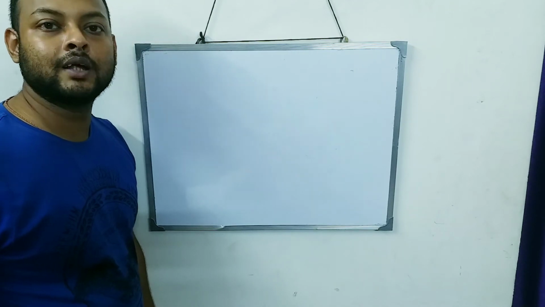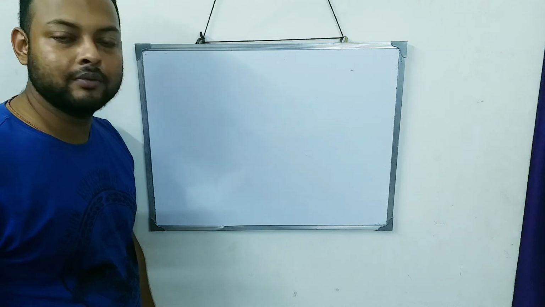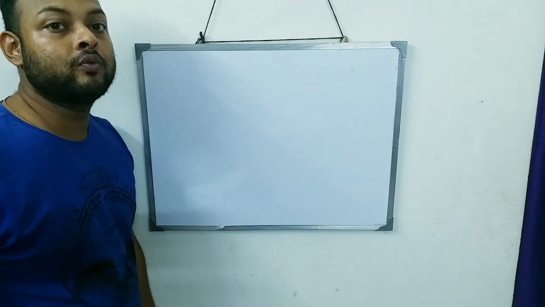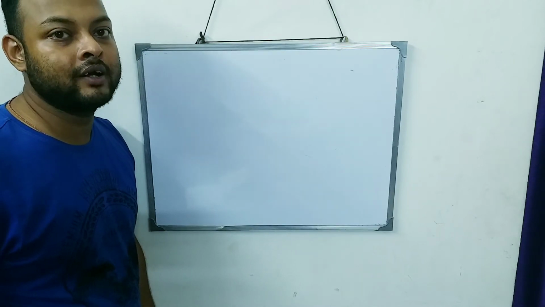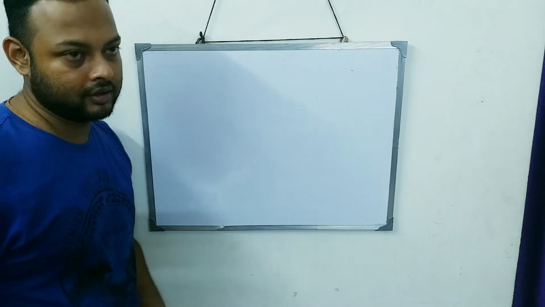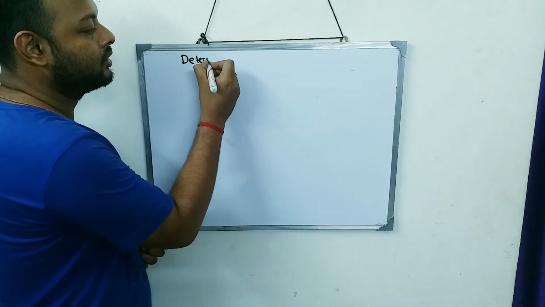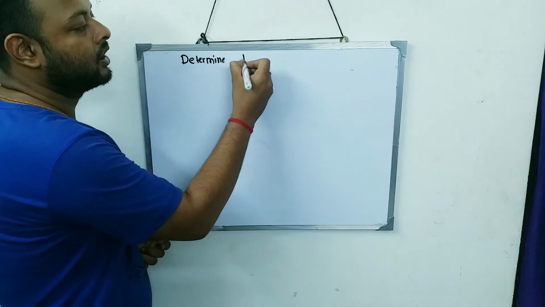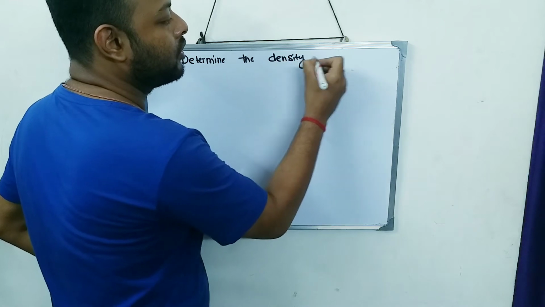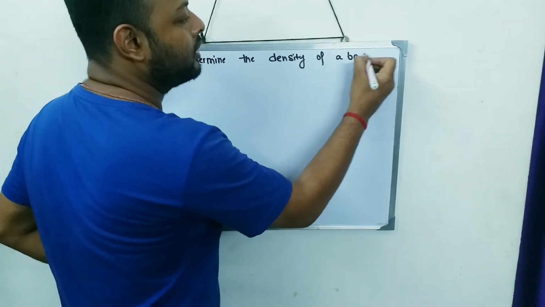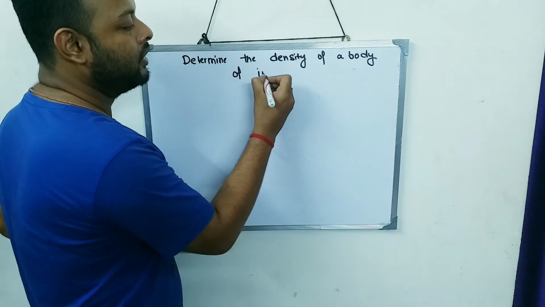So today is lecture number 4 of this chapter, physical quantities and measurement. Today we are going to discuss how to calculate the density of an irregular shape body. So our topic is to determine the density of a body of irregular shape.